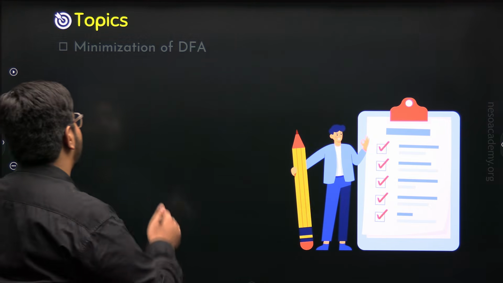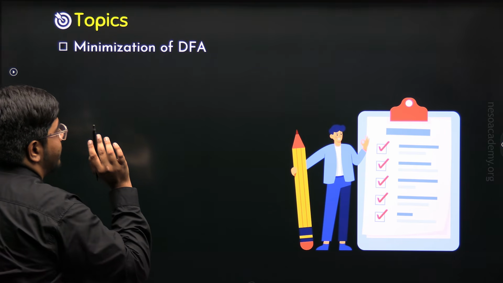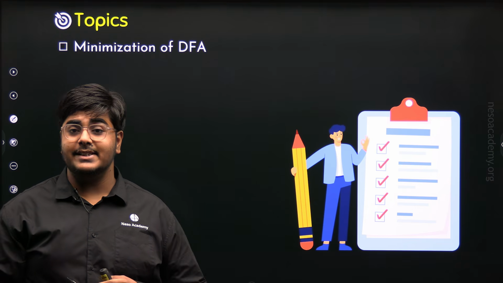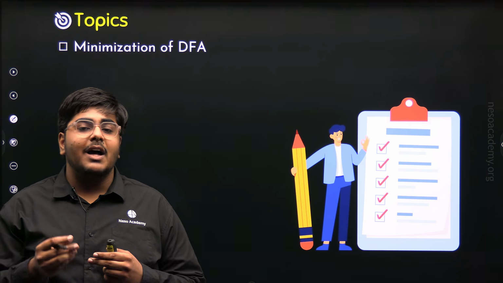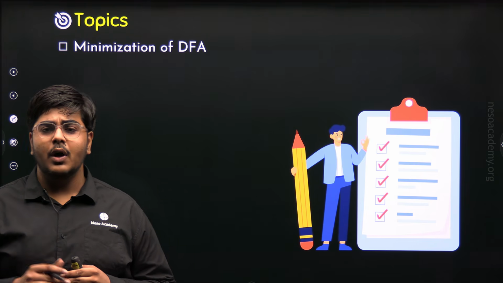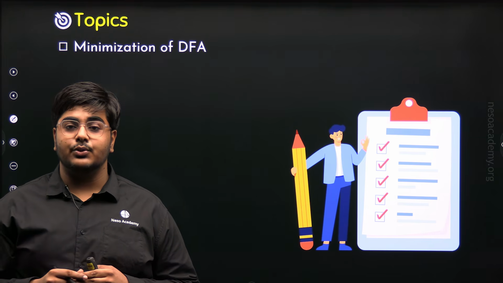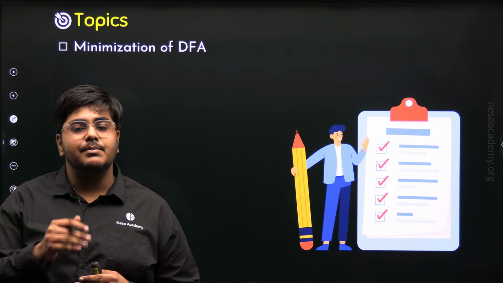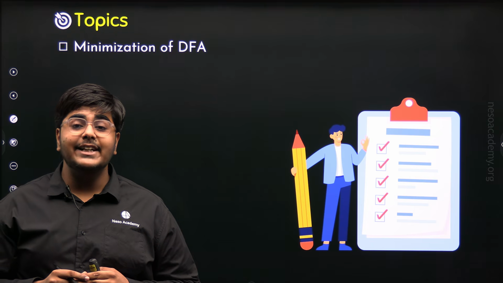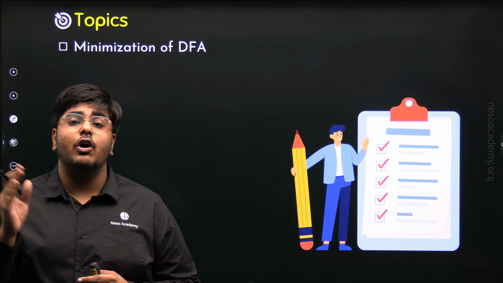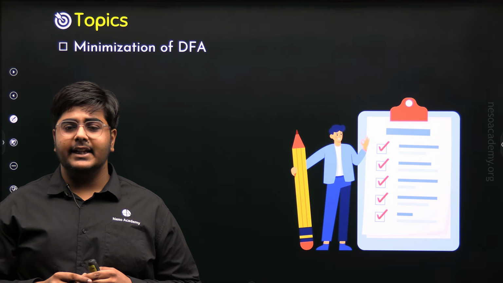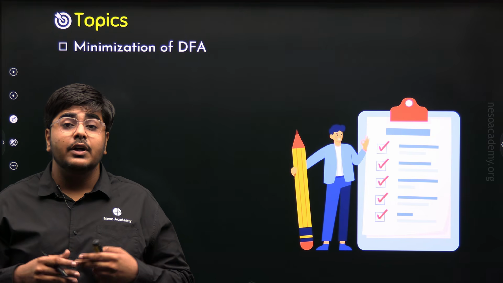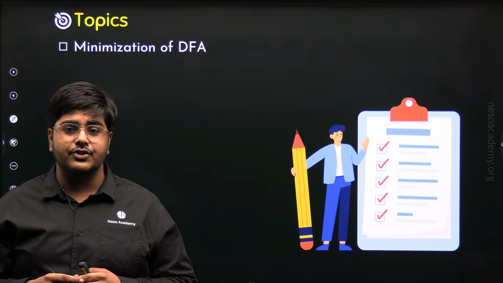The topic for this lecture is minimization of DFA. But we will not directly jump into the definition of DFA minimization. First, let's develop a basic intuition. So, suppose there are two students in a classroom, student A and student B, and the teacher comes into the classroom and writes on the board a problem based on DFA construction. Basically, the language is given to the students and students need to draw the DFAs for that language.